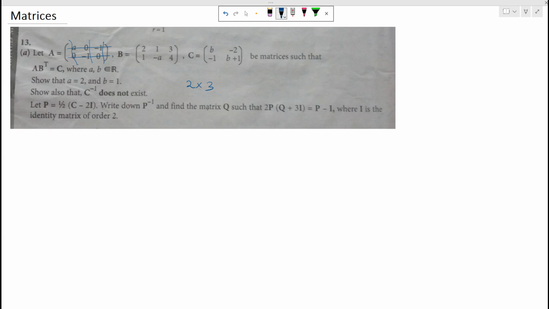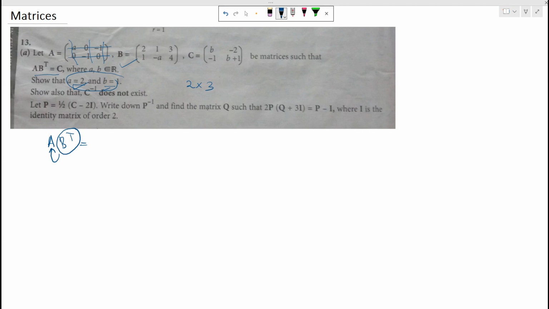So B matrices such that AB transpose is equal to C, where A, B belong to R. Show that A is equal to 2 and B is equal to 2. Now this is our question, and this is a hint, and this is the data given. So using these, we have to find out the values for A and B. Okay, so they are telling AB transpose. So AB transpose means the transpose of B is found and then it is multiplied by A. So first thing that we have to do is to find out the B transpose, right?